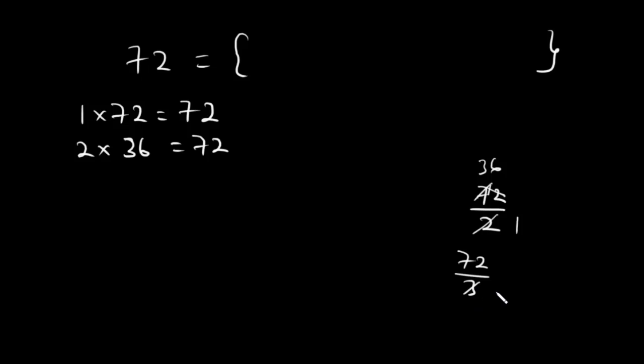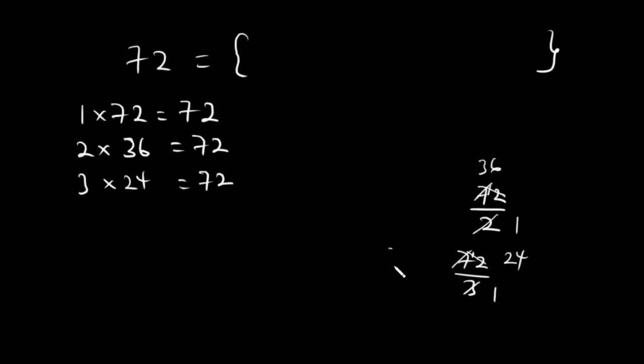3 goes into itself once, and then 3 goes into 7 2 times, remainder 1, making 12. 3 goes into 12 4 times. So 3 times 24 is equal to 72. So 3 is a factor of 72.